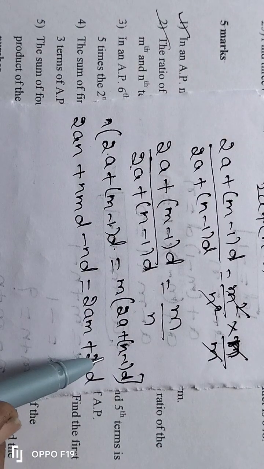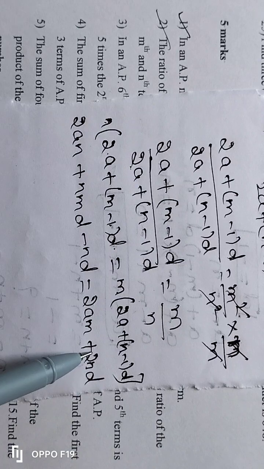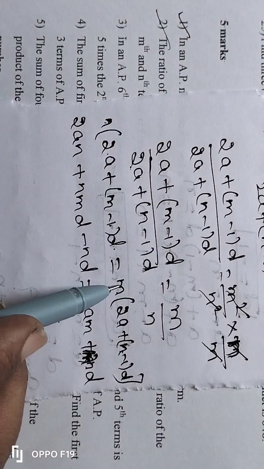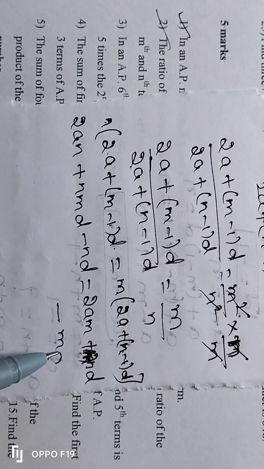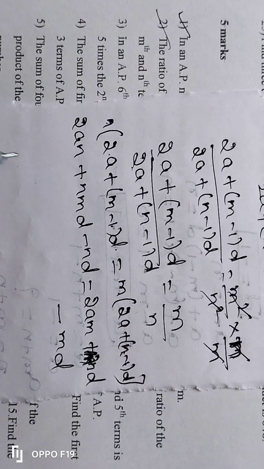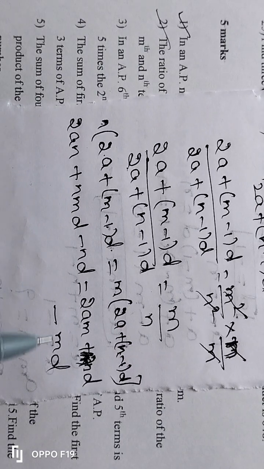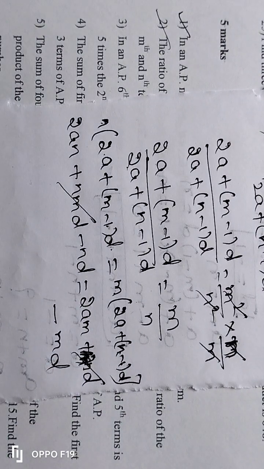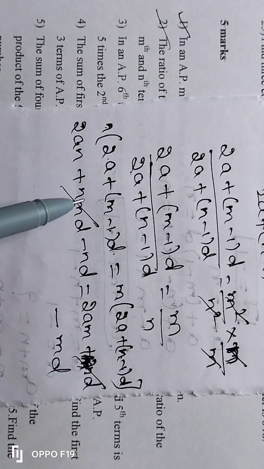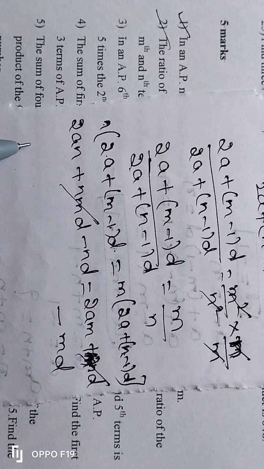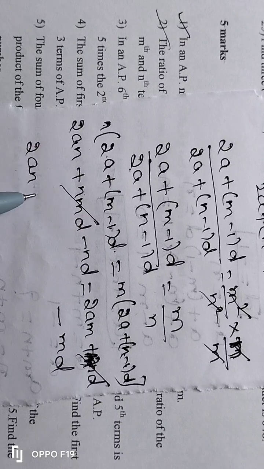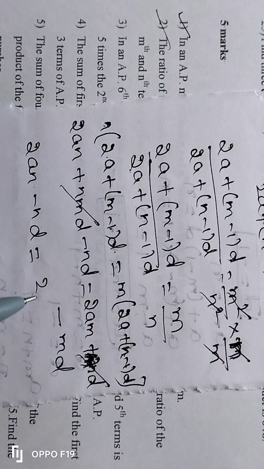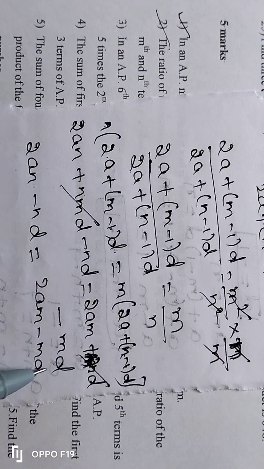m into n into d, and m into 1 into d with minus, it is minus md. Next what shall we do? You cancel this nmd, mnd, both are same. Both will get cancelled. Then what is the remaining? Here 2an minus nd is equal to 2am, remaining minus md.